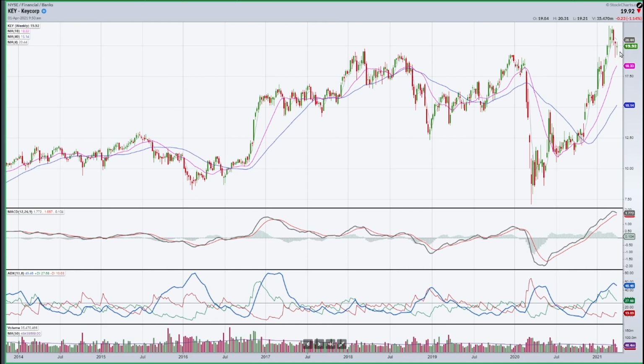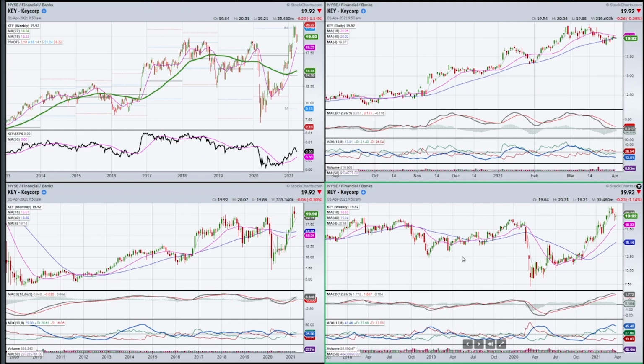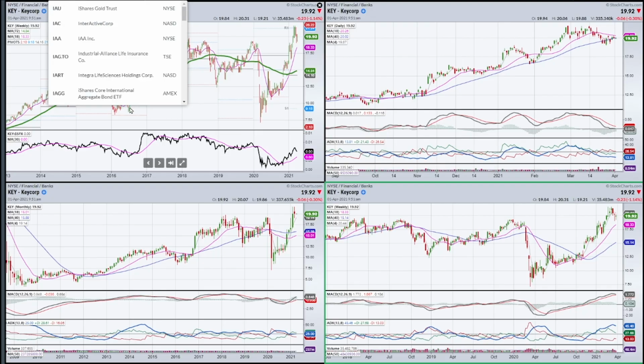I'd love to see this actually spend a little bit more time consolidating here and letting the moving averages catch up a little bit more. But the overall pattern looks good. And as I go through and look at a lot of the regional banks, I think they look pretty attractive. There's a lot of stocks in the regional bank area that look very similar. The charts look pretty similar like this. And I think it's an area that does want to continue to lead for now. Let's go on to our next chart.